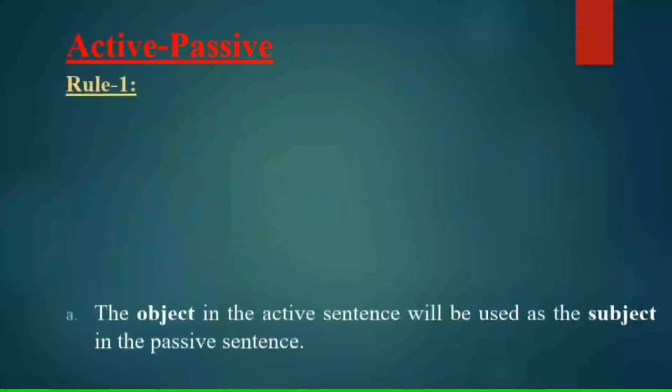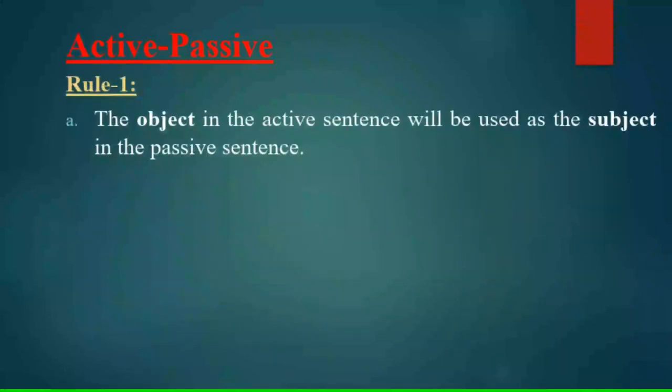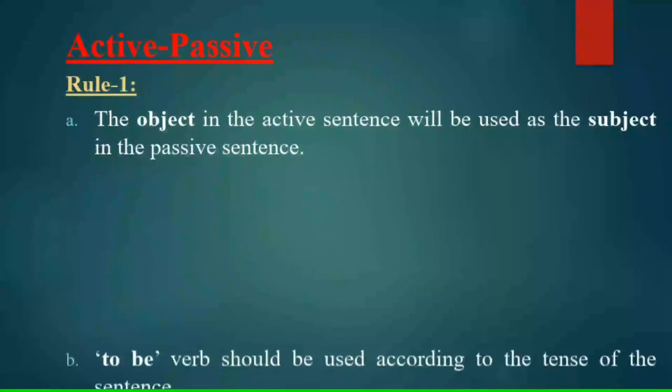So now we will start our main portion of the video, that is how to convert an active sentence into passive sentence. So there are 7 rules in total for assertive sentence, and the first one is the object in the active sentence will be used as the subject in the passive sentence.